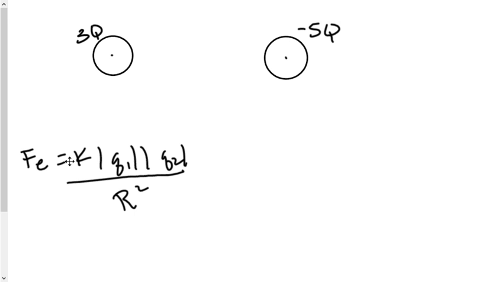So then we'll just use this equation here to calculate the electric force. Whatever Q is, you would take 3 times that and 5 times that Q, and then multiply by your K constant and divide by the distance between them squared.